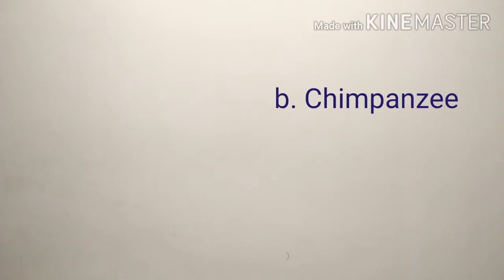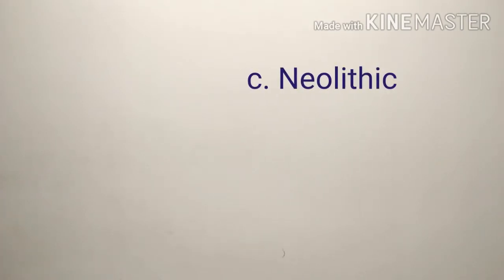Roman number 1. Choose the correct answer. Question number 1. Dash is genetically closest to humans. Answer B. Chimpanzee. Question number 2. The period called dash marks the beginning of agriculture and animal domestication. Answer C. Neolithic.